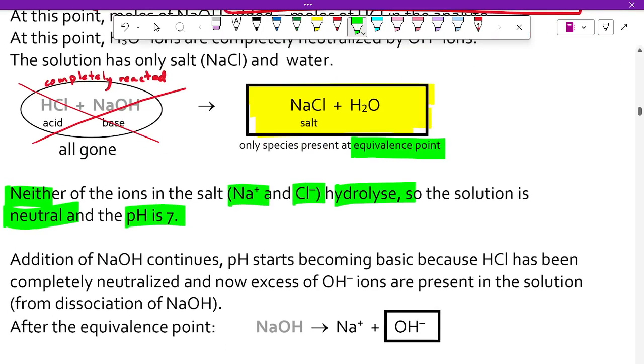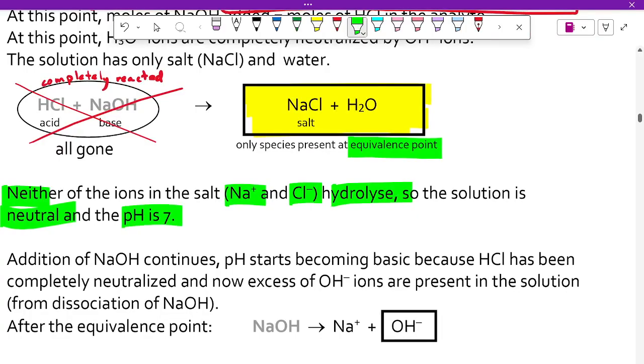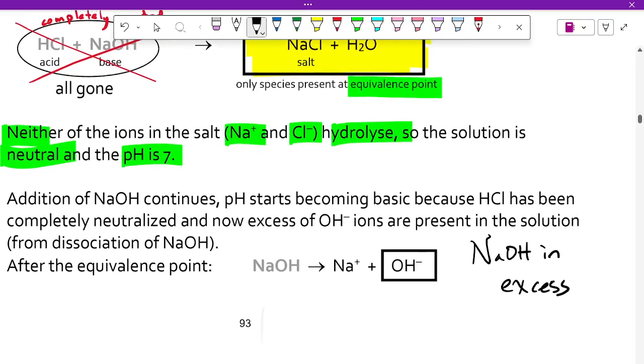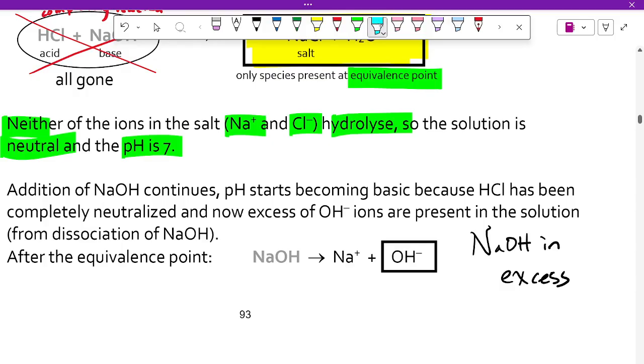And then we keep adding NaOH. So NaOH is in excess, and so our pH is determined by the fact that we have OH minus. So this is after the equivalence point.